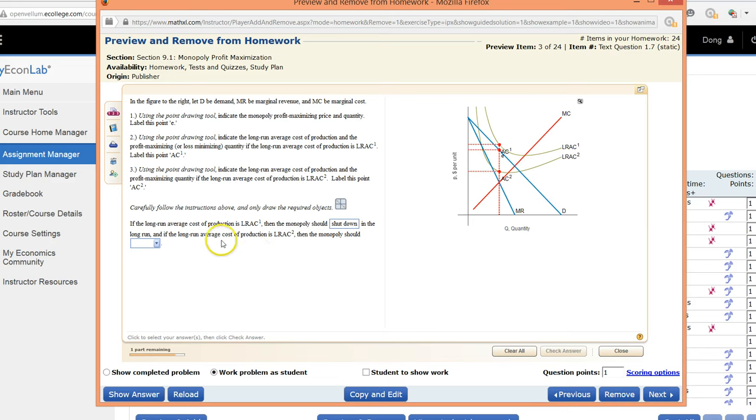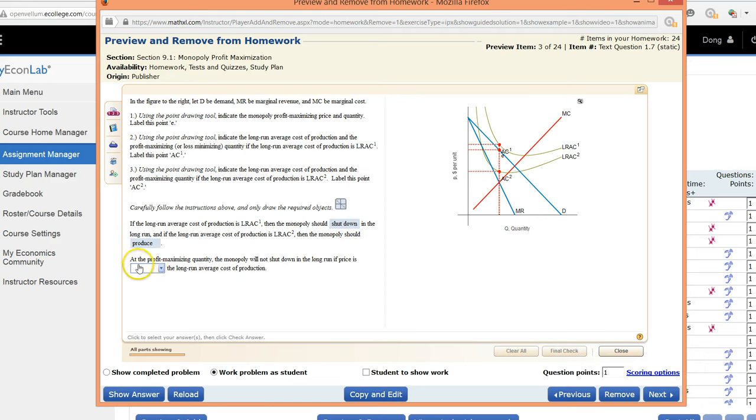And if the long run average cost of production is LRAC2, because LRAC2 lies below this equilibrium point, the price is above this average cost. Hence, for each unit the firm produces, it's making a profit, so the firm should produce. So check my answer. Fantastic.